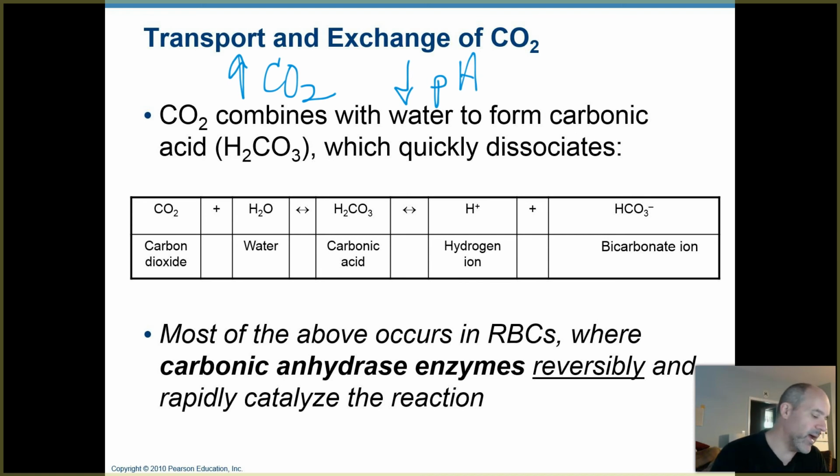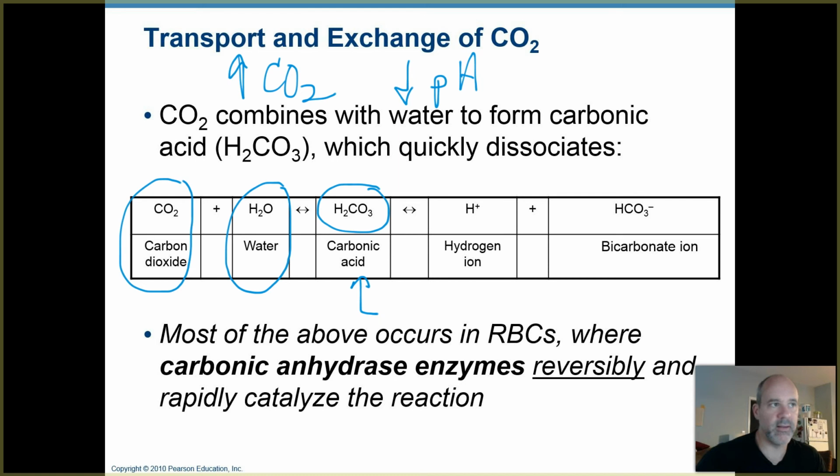The reason for that is because here's CO2. Most CO2 molecules in your body fluids react very easily with water. So they bond with water. If you take a CO2 and an H2O and you bond those two together, you end up with this, H2CO3. That's called carbonic acid.